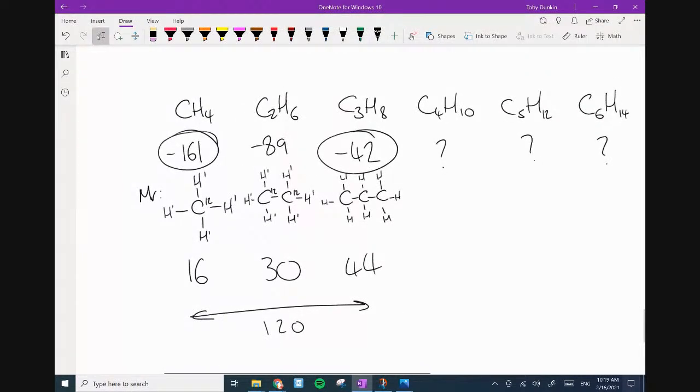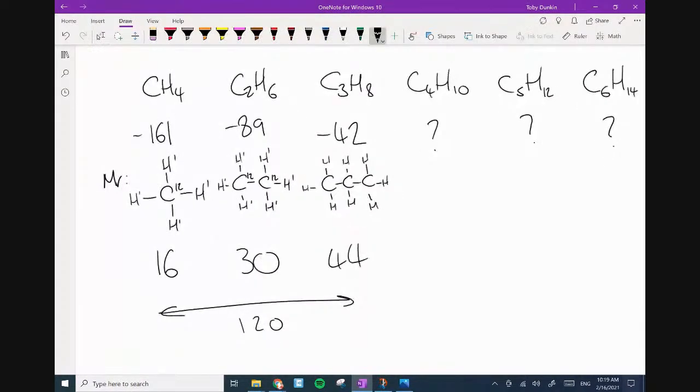So what could we now do? So the difference between minus 89 and minus 161 is 72. Then we get minus 42, minus 89. The difference here is 47. Well, is there going to be a trend? There's still going to be quite a big difference. It's interesting, isn't it? That's a very good question, that.